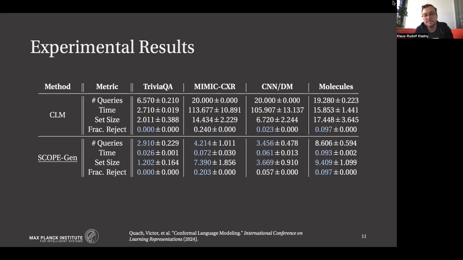We see in our experiments that ScopeGen performs favorably in comparison to this existing method by Victor Quach et al. across a variety of data sets and metrics. Specifically, ScopeGen excels in the amount of admissibility queries required during calibration and also calibration runtime.